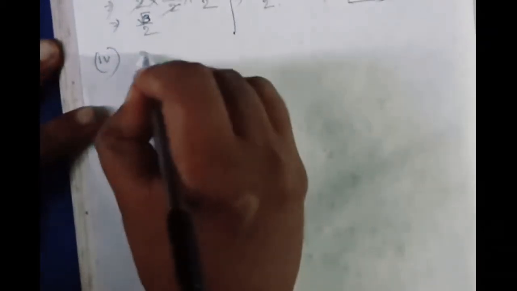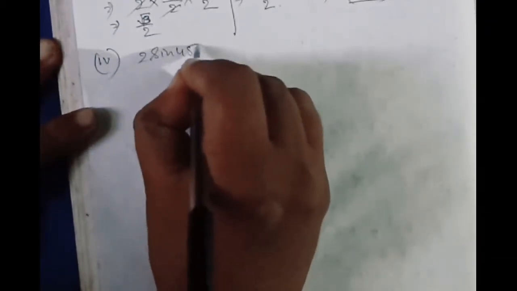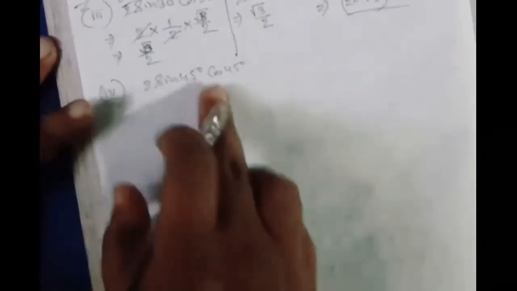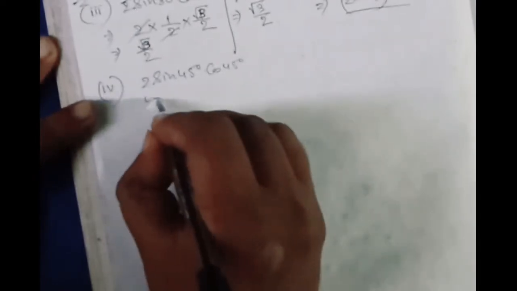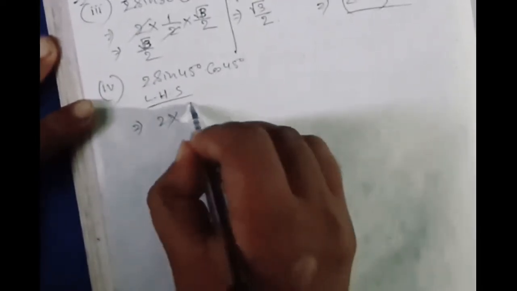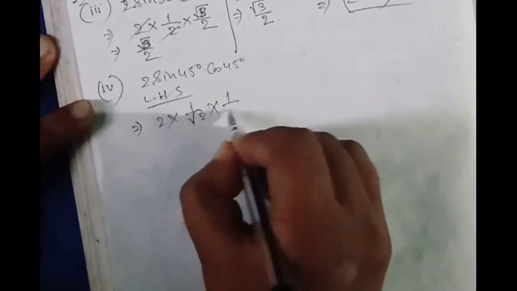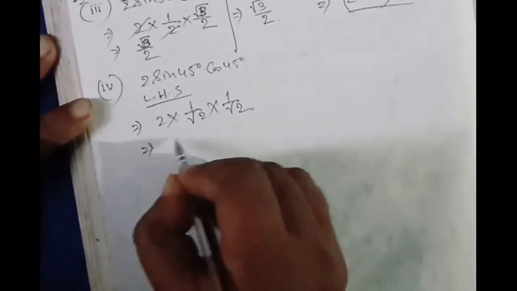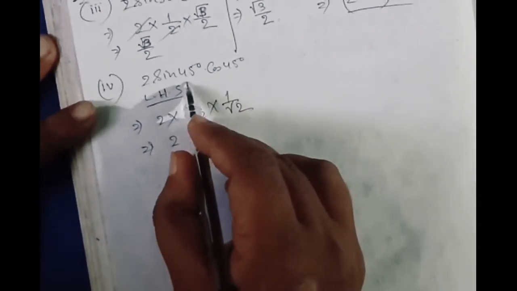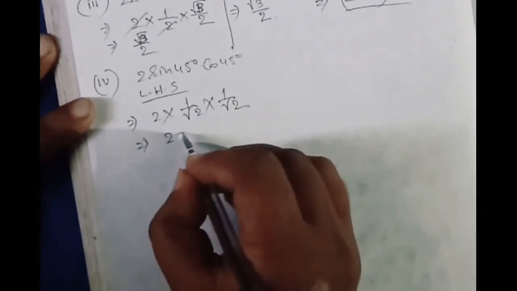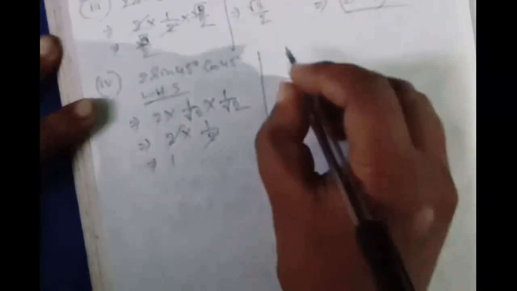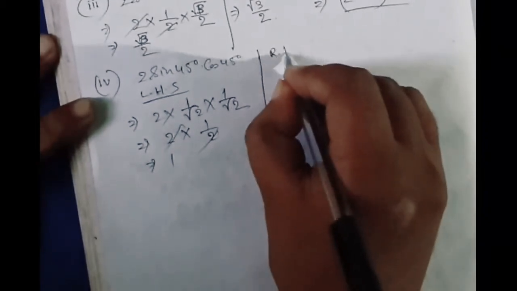Next, question number 4: 2 sin 45 degree cos 45 degree. This we have to verify. So, this is the LHS. 2 into sin 45 degree, which is 1 by root 2, into cos 45 degree, which is also 1 by root 2. So 2 into 1 by 2 is equal to 1. This is the LHS. Next come to the RHS.